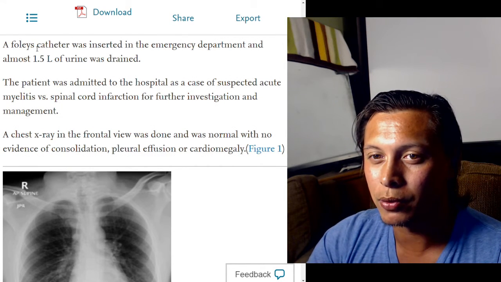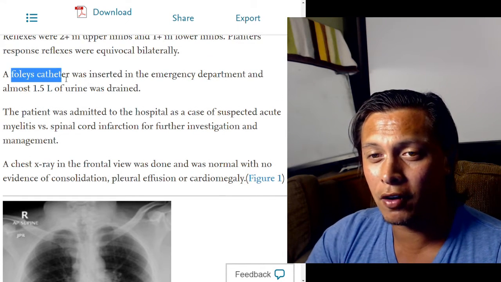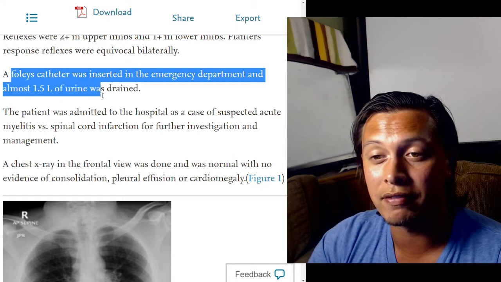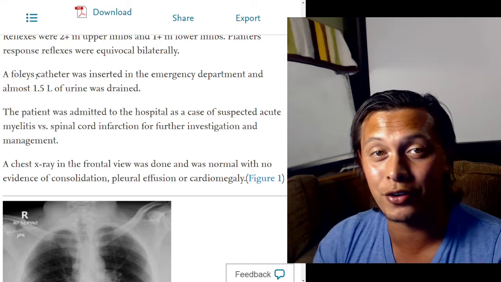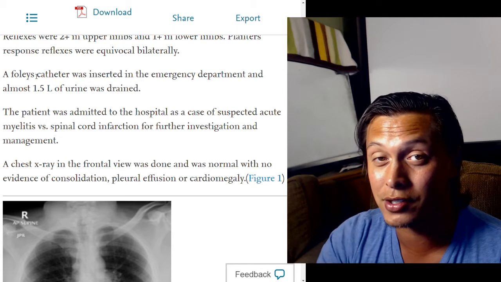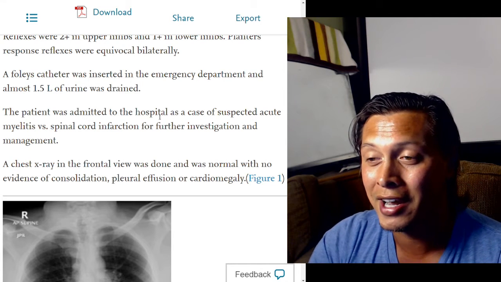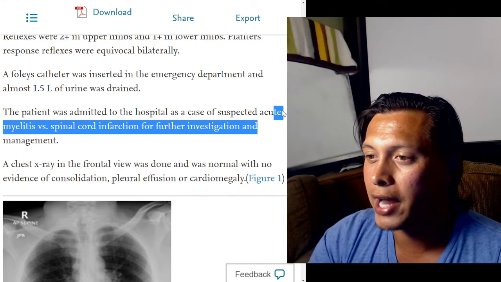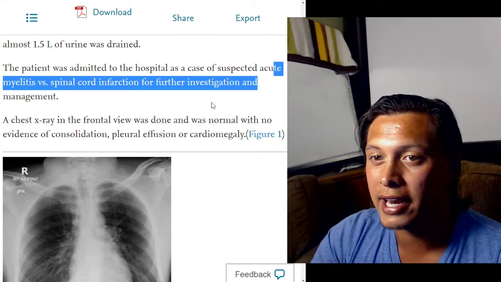A Foley's catheter was inserted in the emergency department, and almost 1.5 liters of urine was drained. So put a catheter in, and if 1.5 liters drains out, there was probably a little bit of retention going on. So I'm sure that he was very happy to be able to get rid of that excess fluid.